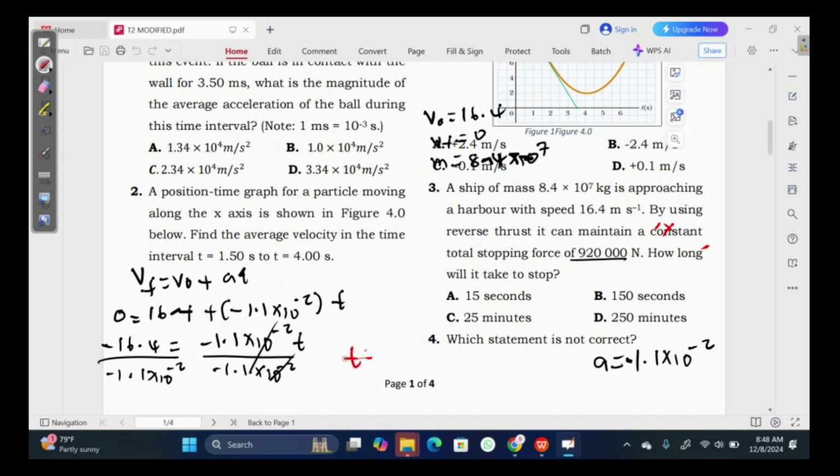Therefore, t will be equal to, so negative and negative will cancel, so we'll have 16.4 divided by 1.1 exponent negative 2. So I'm getting 1490.9. So this is in seconds.